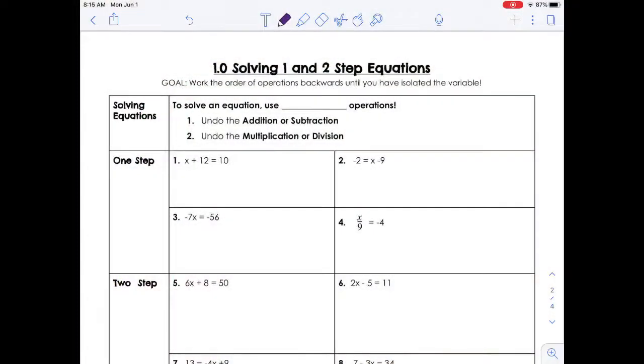Ooh. So I think it's safe to say Dobby's excited, but before we get to multi-step equations, we need to learn some quick facts about one and two-step equations.